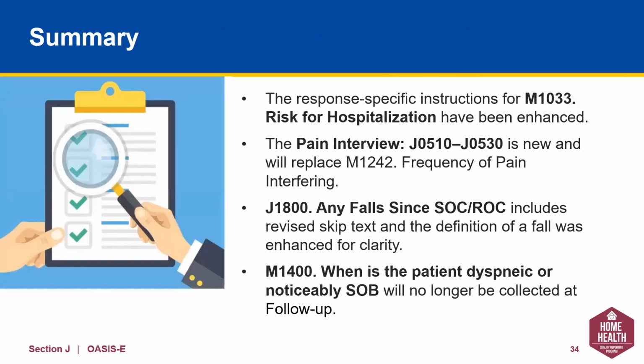So in summary, several changes have been made in Section J. The response-specific instructions for M1033, risk for hospitalization, have been enhanced. The pain interview, J0510 through J0530, is new, and will replace M1242, frequency of pain interfering. J1800, any fall since SOC/ROC, includes revised skip text, and the definition of a fall was enhanced for clarity, and M1400, when is the patient dyspneic or noticeably short of breath, will no longer be collected at follow-up.